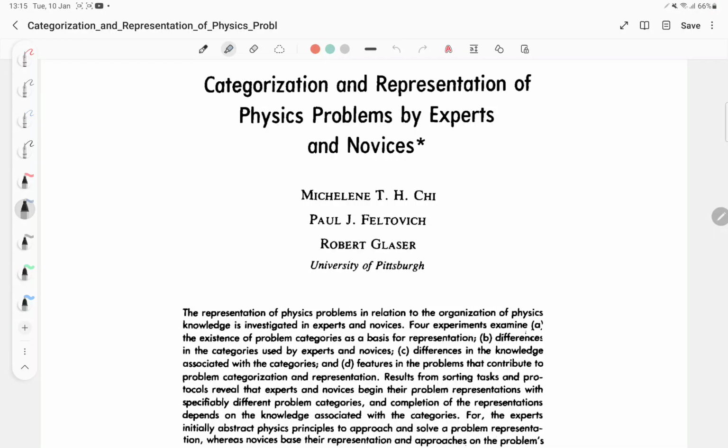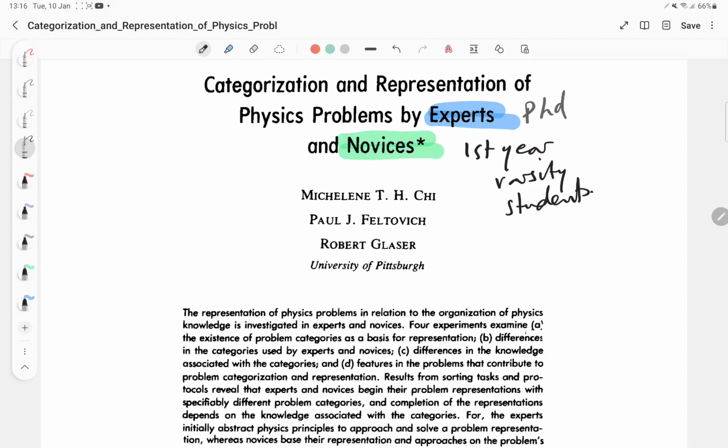So let's actually take a look at some examples from this paper, the categorization and representations of physics problems by experts and novices. You can look at how novices actually categorize and represent physics problems, and we can look at how experts do it. When we say an expert, we're talking about PhD students, and when we say a novice, we're talking about first year varsity students. So they do know some physics. They are going to be able to do the basics.